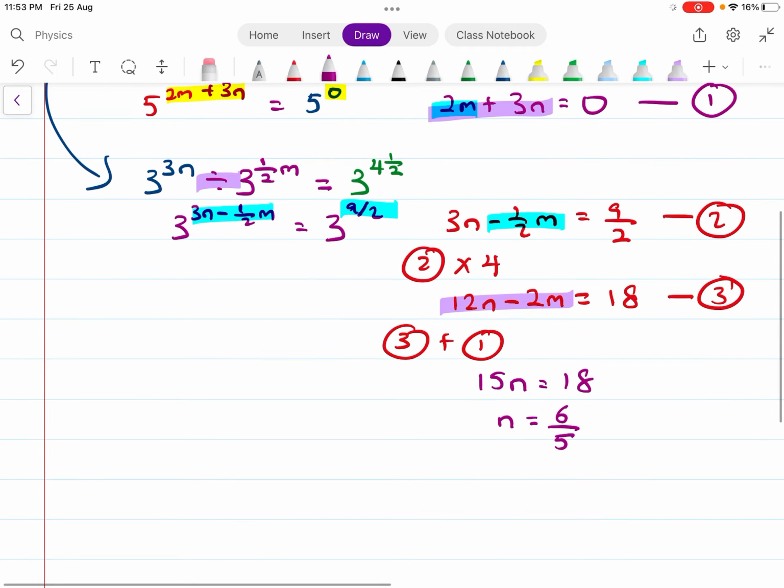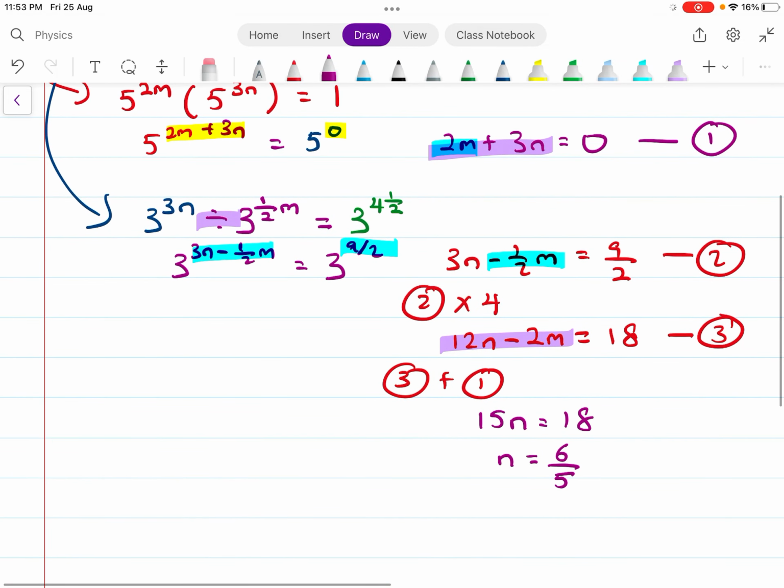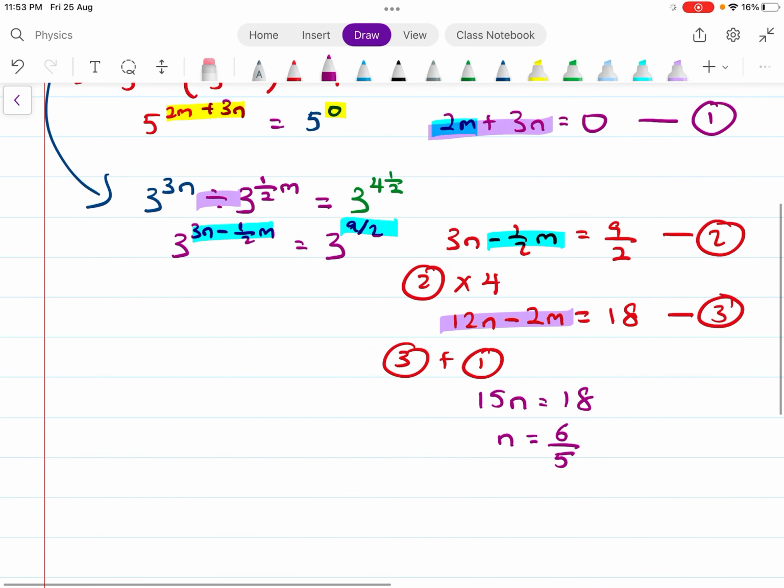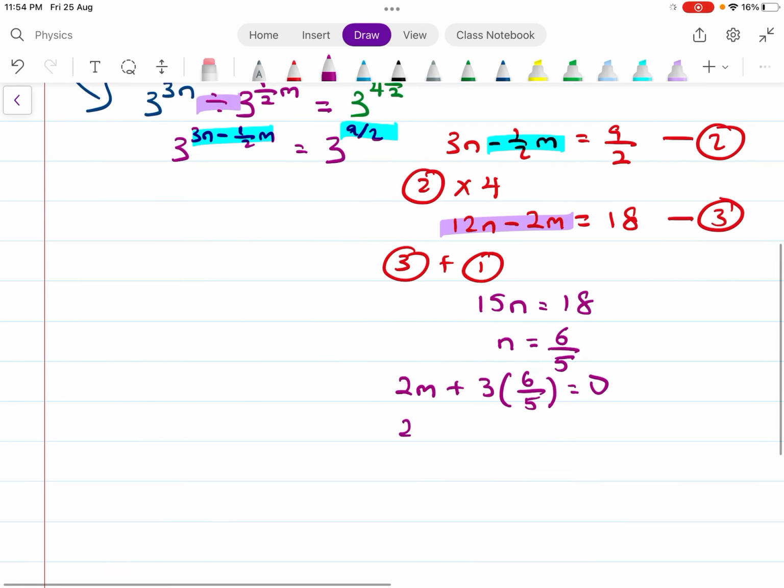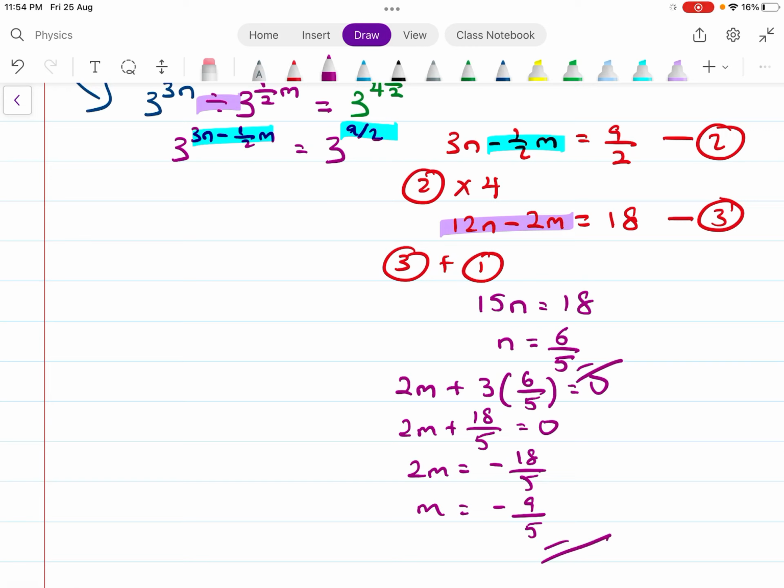Of course, the next part will be m. You substitute the 6 over 5 for n into equation 1. So 2m plus 3 times 6 over 5 is equal to 0. So 2m plus 18 over 5 equals 0, 2m equals negative 18 over 5, and m is equal to negative 9 over 5. Hopefully, I didn't make any calculation mistake.